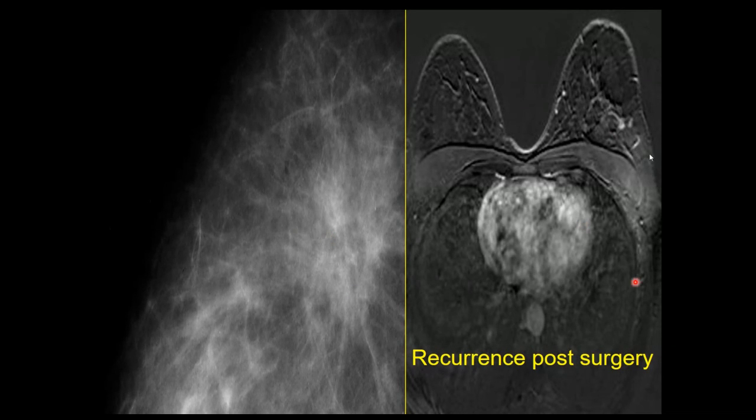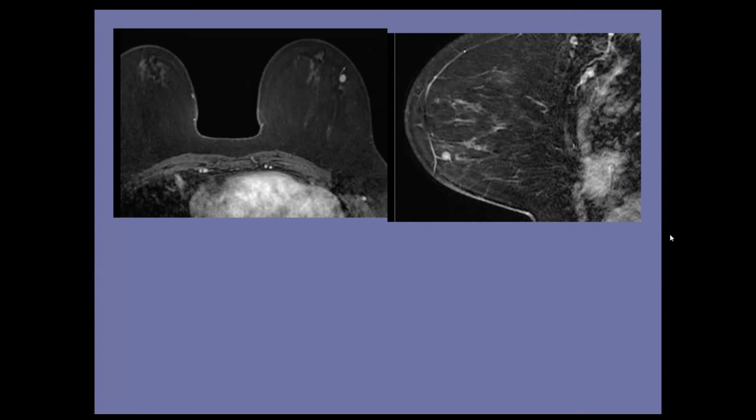But on MRI with contrast, we clearly visualize that there is enhancement here, which is suggestive of this small mass.